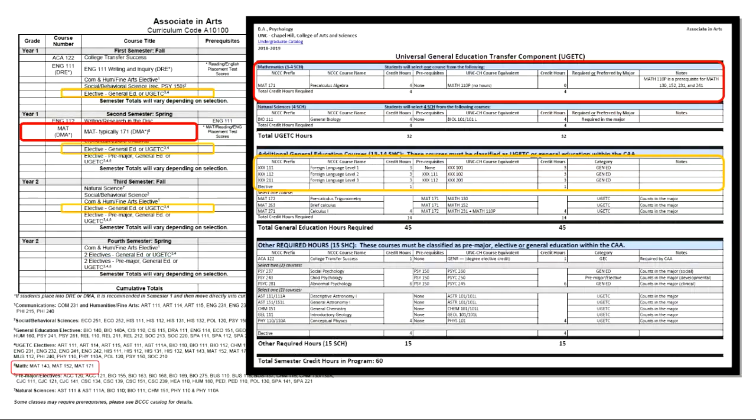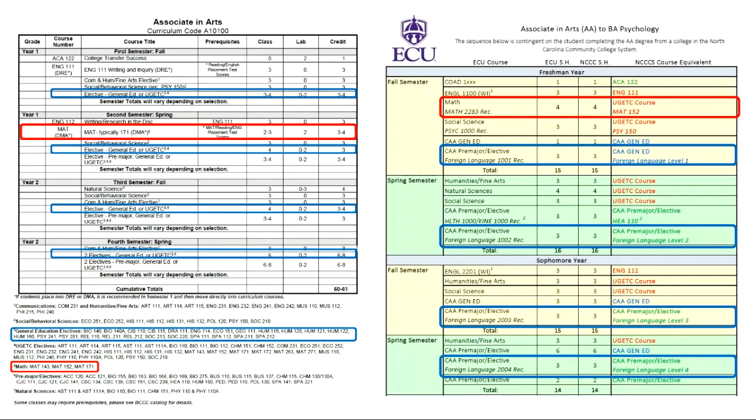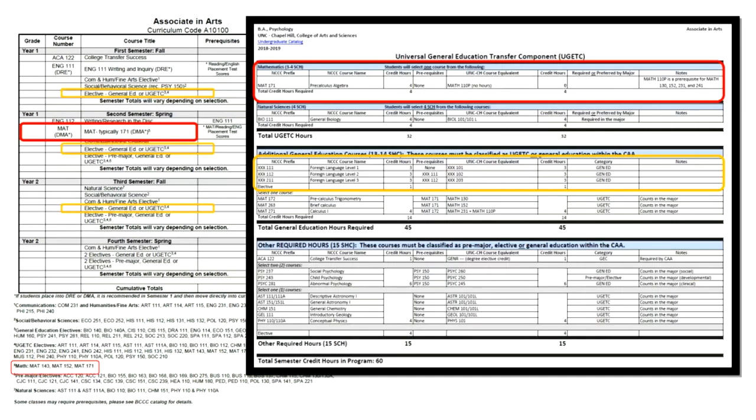Here's another example. Same student, let's say rather than they want to earn their associate in arts, which is on the left at Beaufort, and rather than going to, I'm going to back up for just a second, rather than going to ECU for their bachelor's degree in psychology, let's say they said, I don't want to go to ECU, I want to go to UNC Chapel Hill.